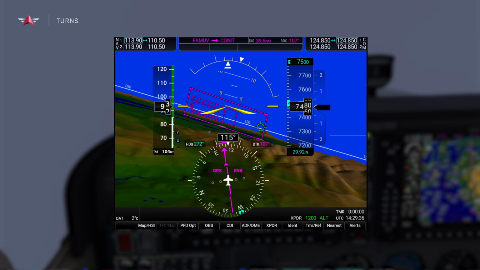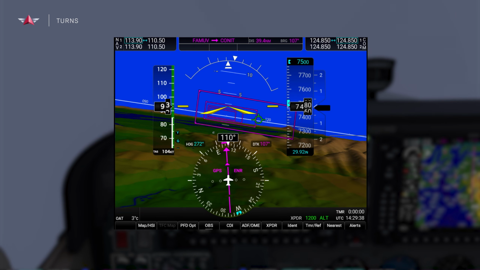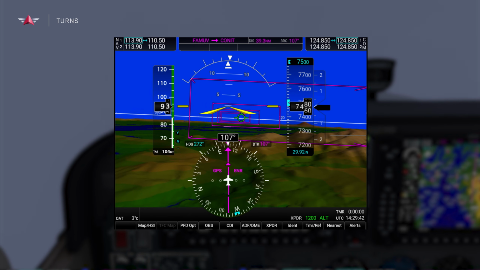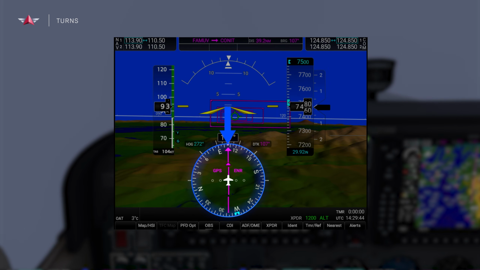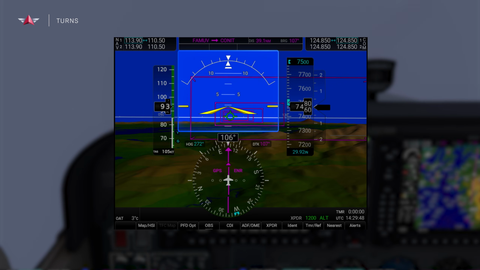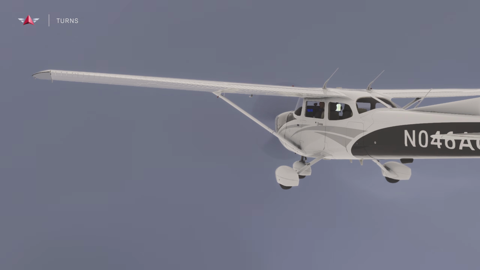As we approach my heading, I need to start preparing to exit my turn. Let's reduce bank. I'm back level, and we check that all instruments look good. Great. The selective scan in a turn was thus focused on the altimeter, and then when we approached the desired heading, the heading indicator.